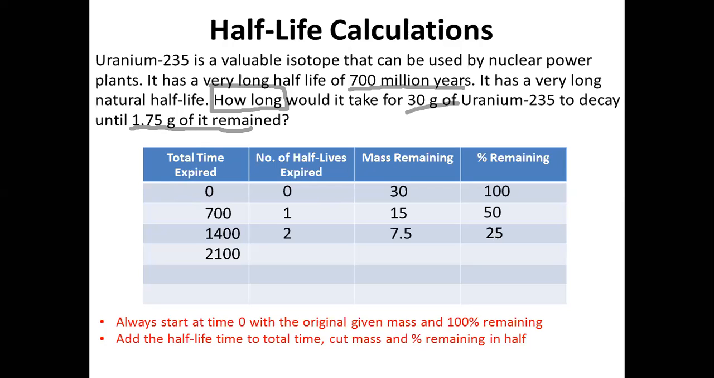Okay, so now we're ready for our third half-life, right? We're going to add 700. Notice all we're doing, each time we move down a row, we add 700, 700, 1400, 2100. That means 3 half-lives have expired. Well, what'll happen to 7.5? It decays. 3.75 grams is remaining. So if 3.75 grams is remaining, 12.5% is what is left.